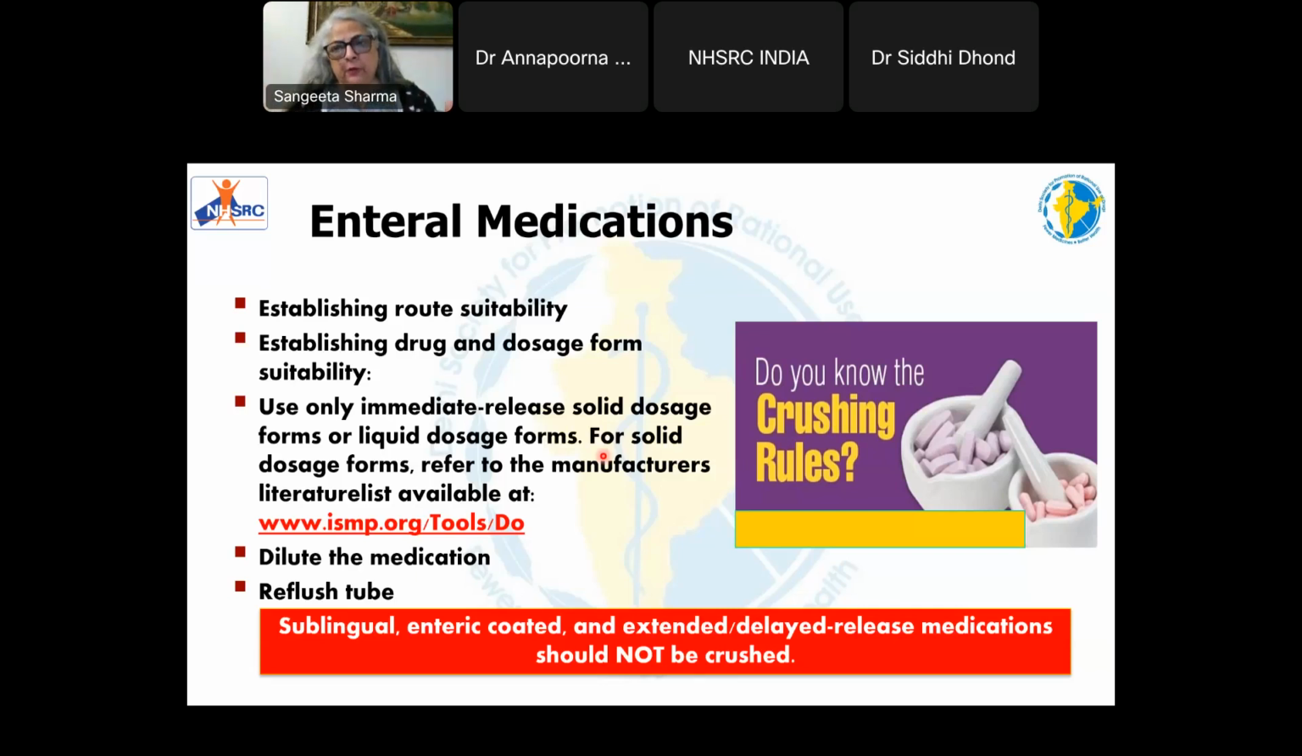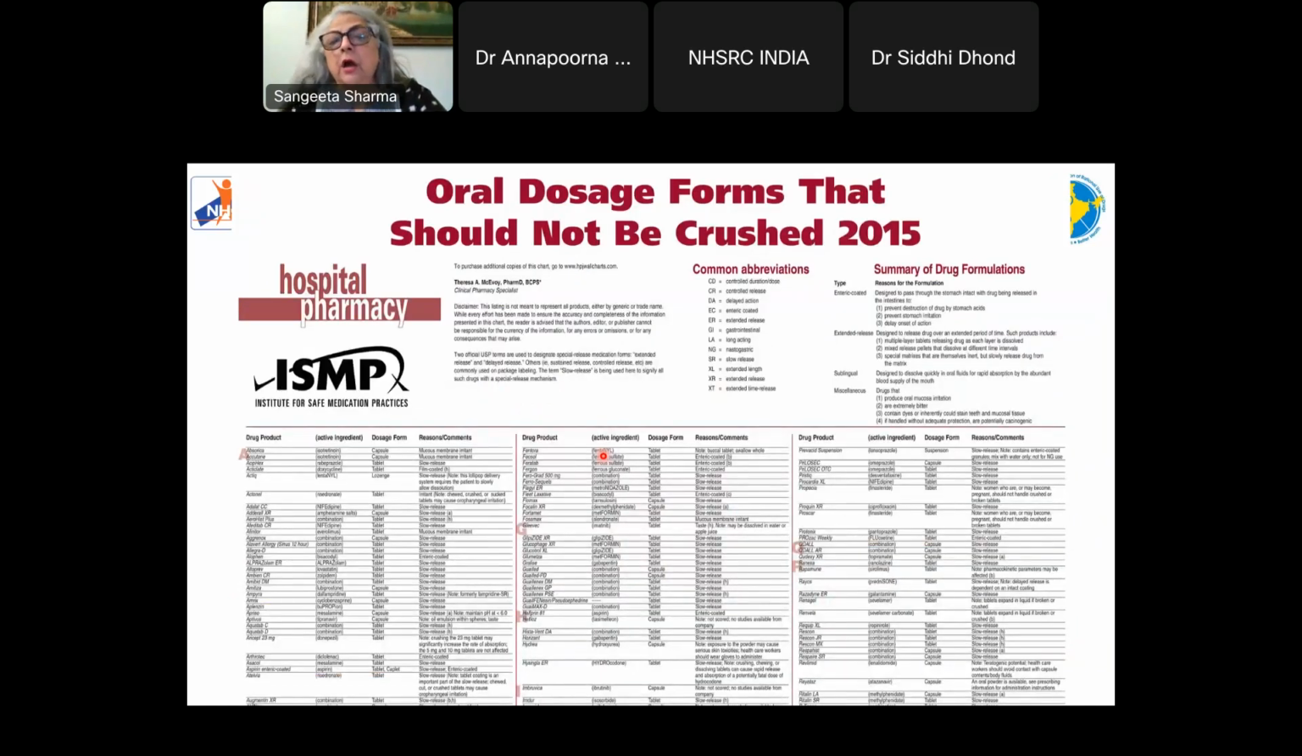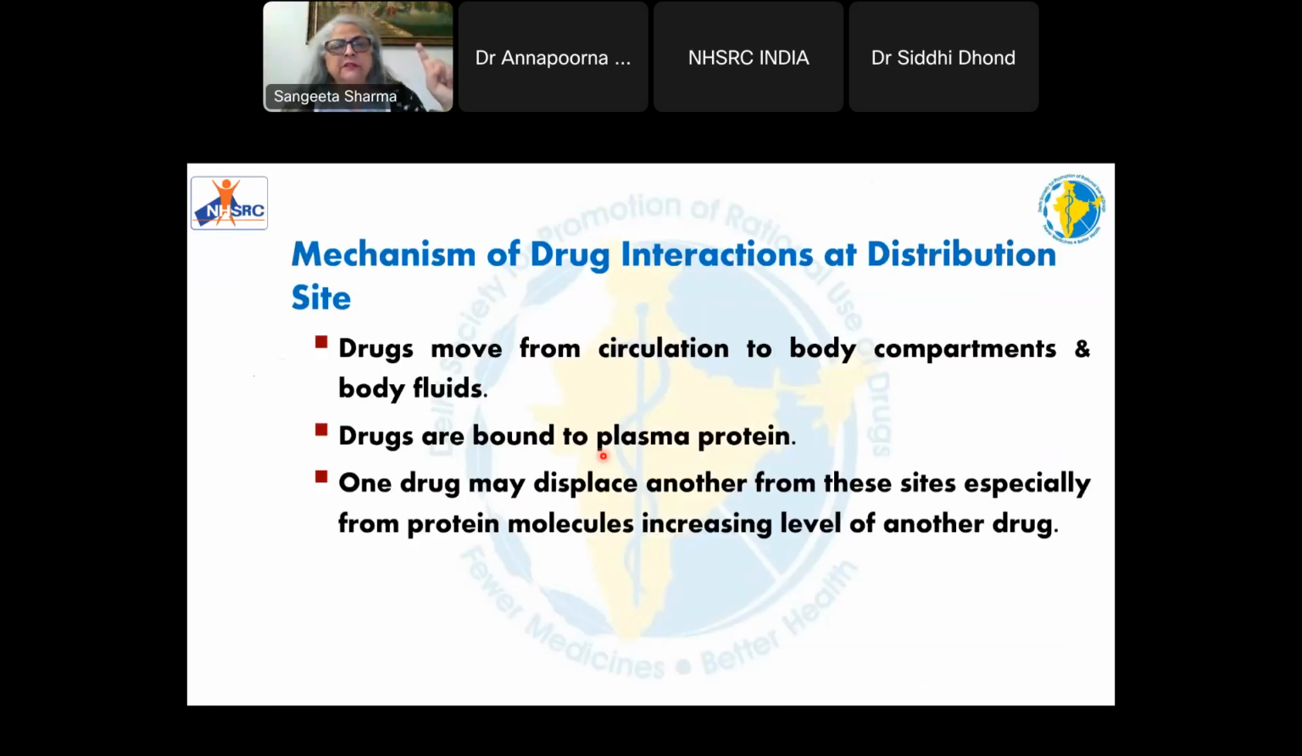And I urge you to identify the medications that you are prescribing or using in your hospital and make a list of do-not-crush items and display it. Everybody should know that they are not supposed to crush these. ISMP has given this list, you may go through this, but I gave you the formula. Any modified preparation, and any enteric coated preparation should not be crushed.